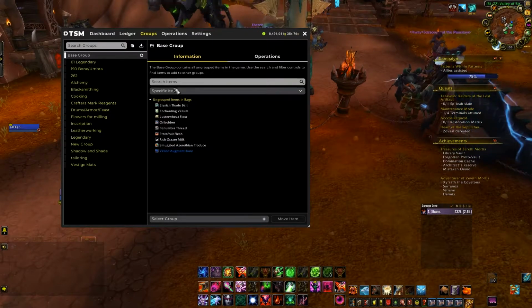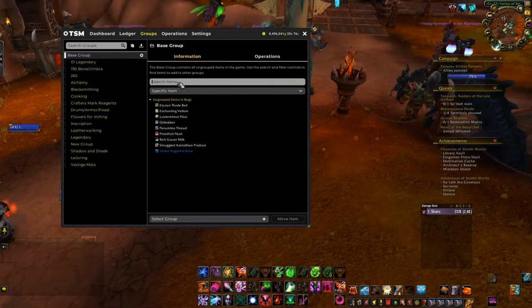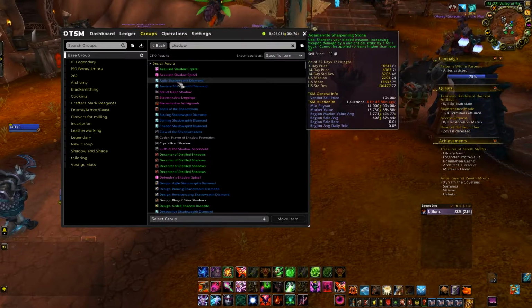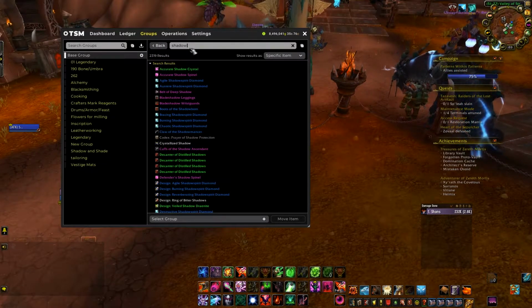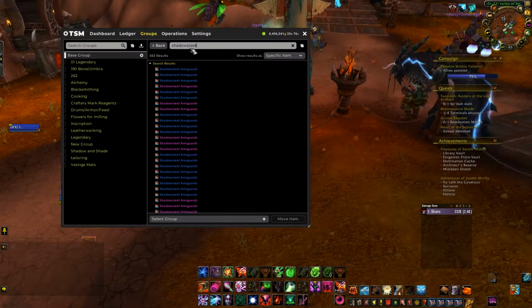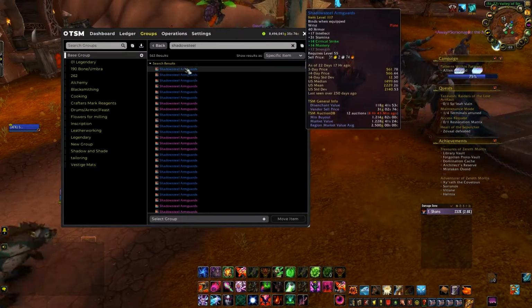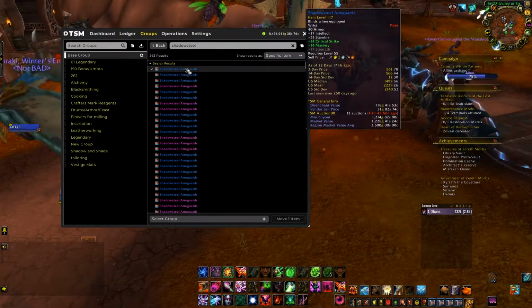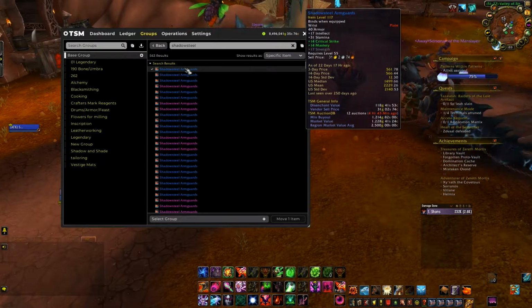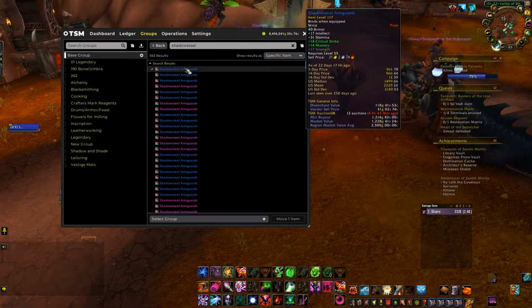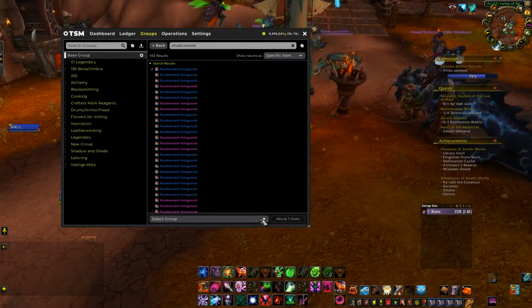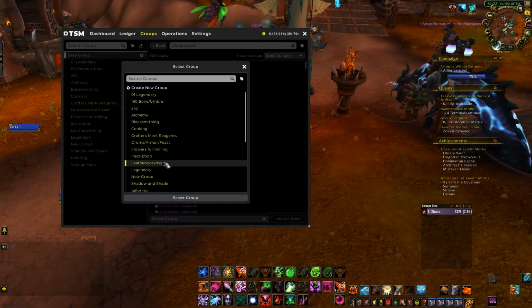Now I name that Shadow Steel. So we're going to pretend I'm a blacksmith. So you'll go up to base group and you'll start searching for what you want. So I'm going to search for Shadow Steel. And then I can just pick whichever item I wanted to. So if I want the 117 Shadow Steel Arm Guards with the 1414 Crit and Mastery, I check mark it, select the group I want to move it to.